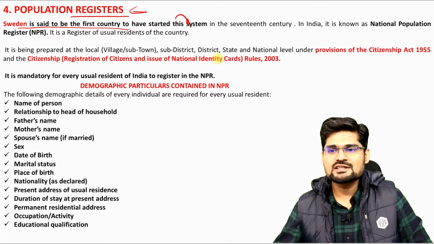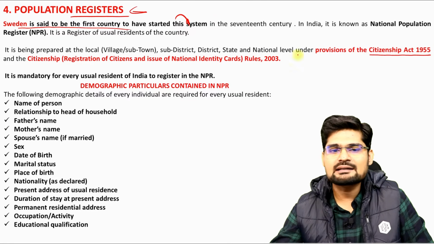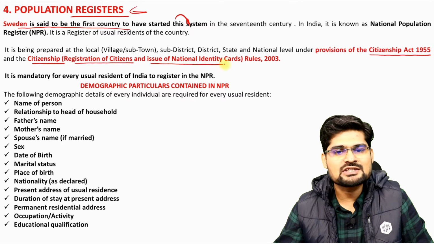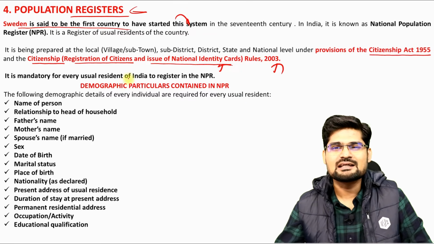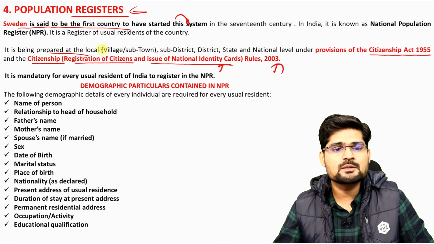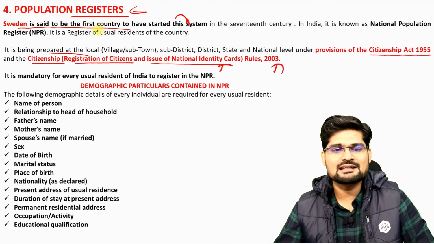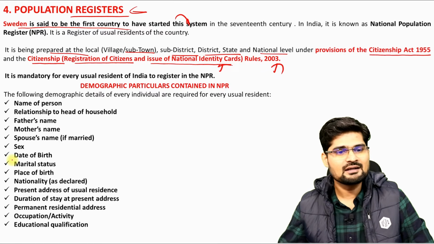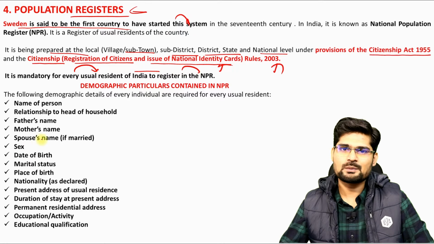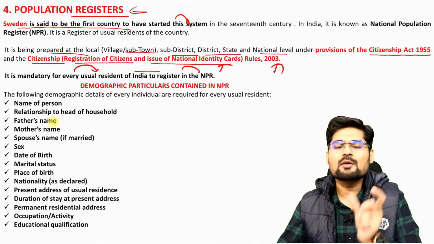Now, if you observe in India, the Citizenship Act 1955 and the Citizenship (Registration of Citizens and Issue of National Identity Cards) Rules 2003 are the two important acts which you need to consider when we talk about the preparation of the population registers in India at village, sub-town, sub-district, district, state and national level. Now, it's mandatory for every usual resident of India to register in the NPR, which is the National Population Register.